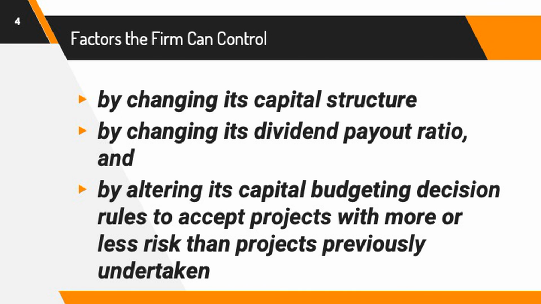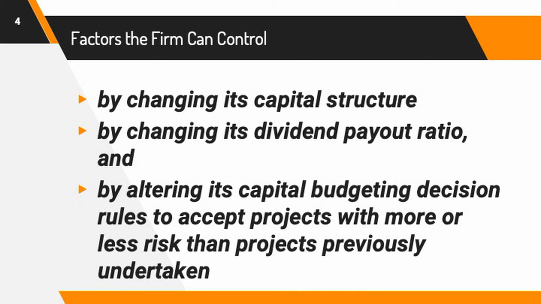So next, by changing its dividend payout ratio. This suggests that the higher the dividend payout ratio, the smaller the addition to the retained earnings, and thus the higher the cost of equity and therefore the weighted average cost of capital. However, investors may prefer dividends to retained earnings, in which case reducing dividends may not help.